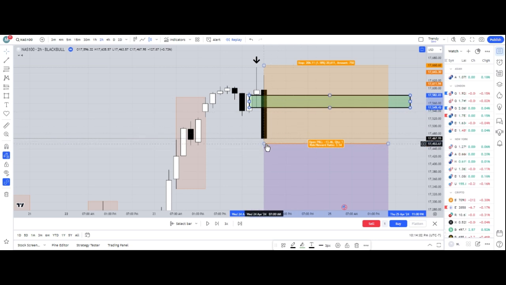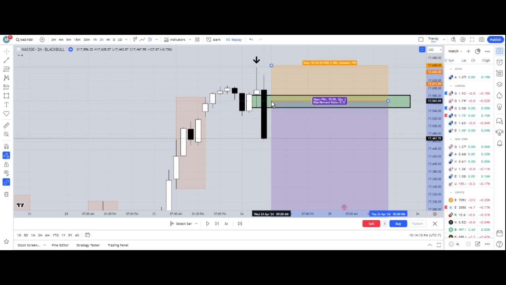So instead of a 1-3, I'm now looking for a 1-8. Oh my God. And if you're really feeling bad, you want to get it at the edge. That's a 1-9 risk to reward if you were really feeling bad.